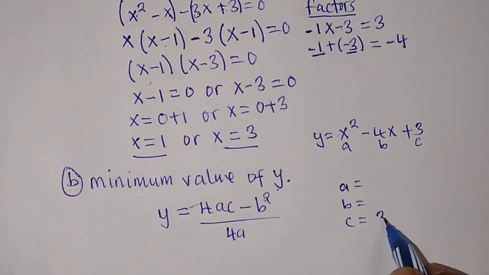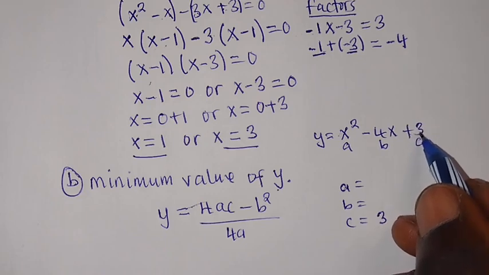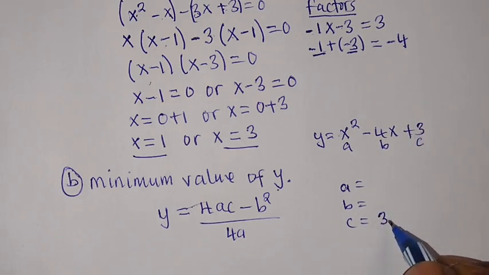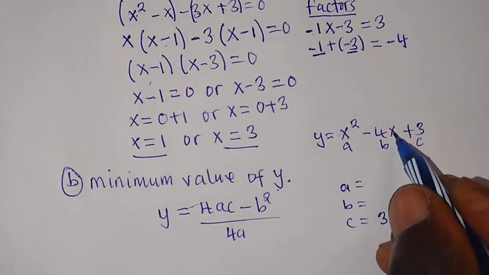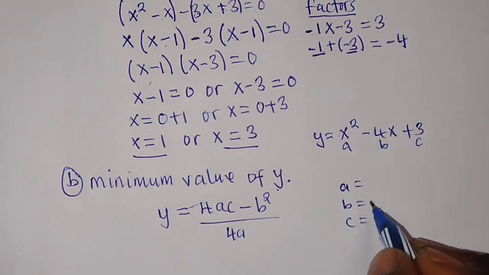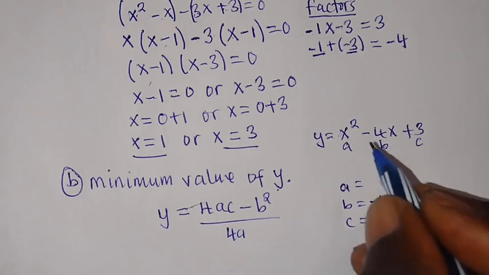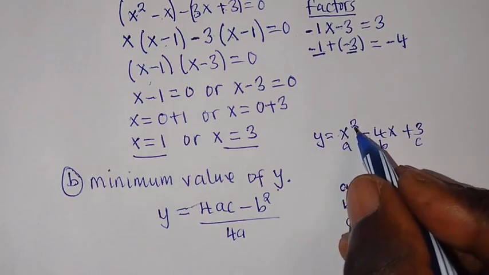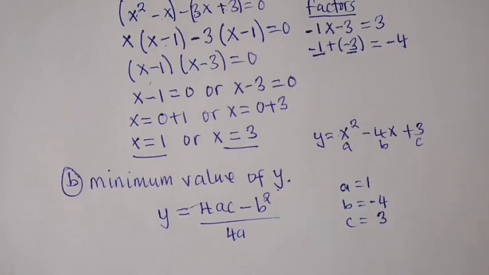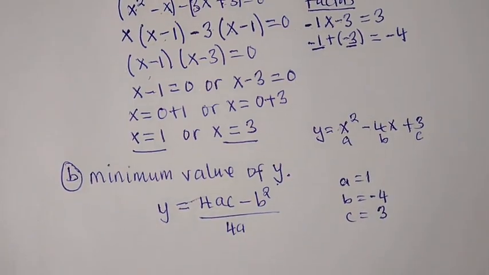So our c is a 3 because there is a positive 3 here. If there was a minus 3, I would have written minus 3. Then our b, we look at the coefficient of x, which is a minus 4. So we put a minus 4 right here. Our a, we look at the coefficient of x squared, which is a 1. So these are values that we are going to substitute.